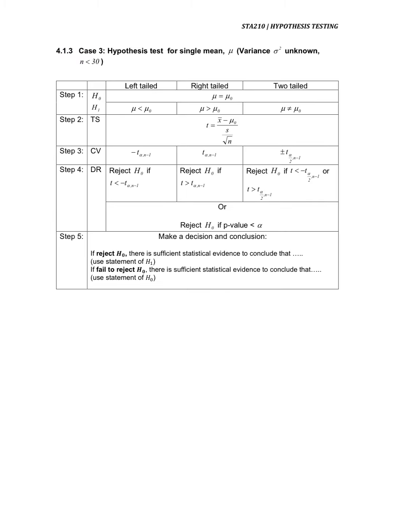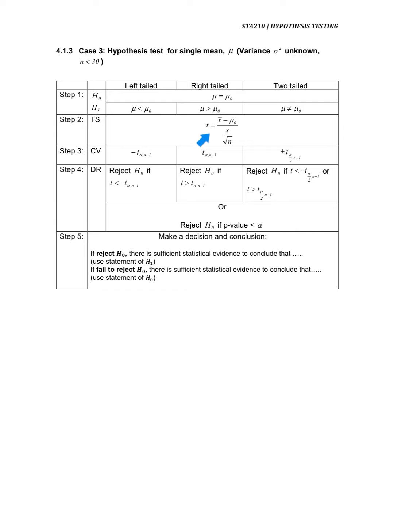Now let's move into case number 3: hypothesis testing for a single mean, where the variance is unknown but n is small, less than 30. The steps are still the same. You need to define your H0 and H1, and calculate the test statistic. For case number 1 and 2 we use Z, but for case number 3 we will use T. Why? Because we do not know the population variance or standard deviation, and the sample size is small, less than 30.